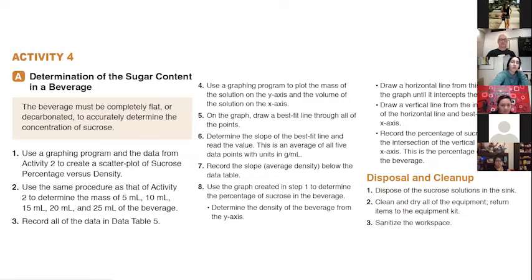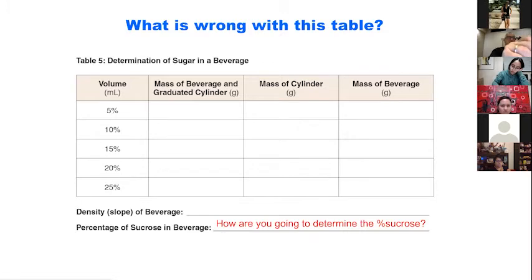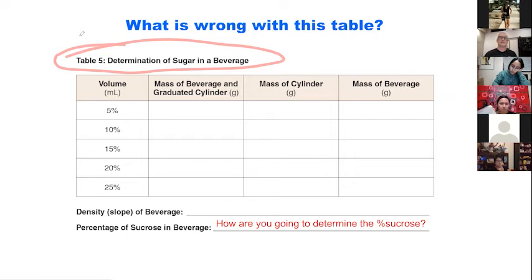So then finally, I kind of went over how we're going to determine the sugar content. This is the last table you're going to fill out. So figuring out what exactly the amount of sugar in the beverage is. What's wrong with this table? There's a mistake here. Anyone spot what it is? Do they want to know the mass of? Oh, never mind.